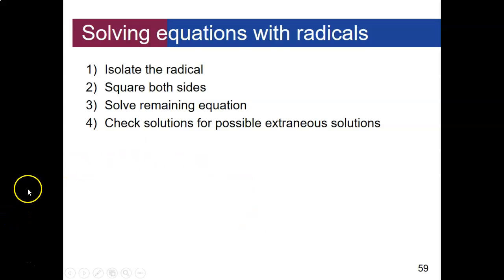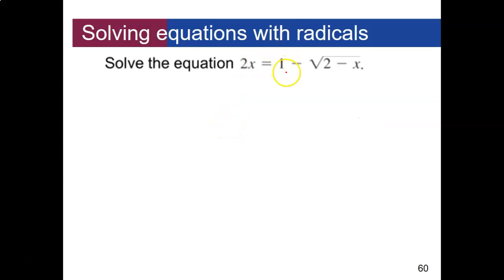Okay, moving on to the next type that I want to look at today, and that's solving equations with radicals. If we look at the steps for this one, we want to isolate the radical, and if there's more than one, then you just have to work through that. Isolate one of the radicals, square both sides, and then solve the remaining equation. And again, you do have to check for extraneous solutions, so be sure that's your last step.